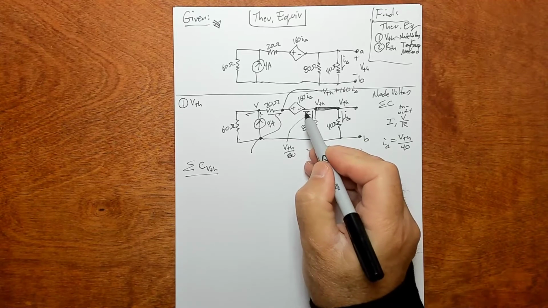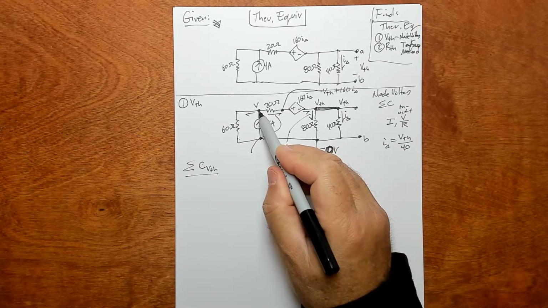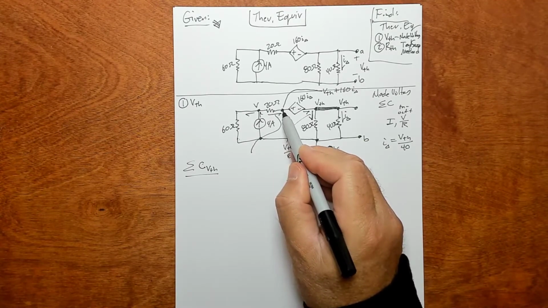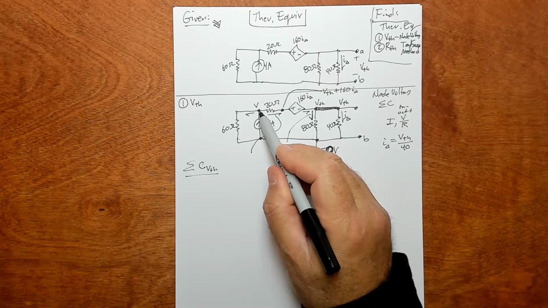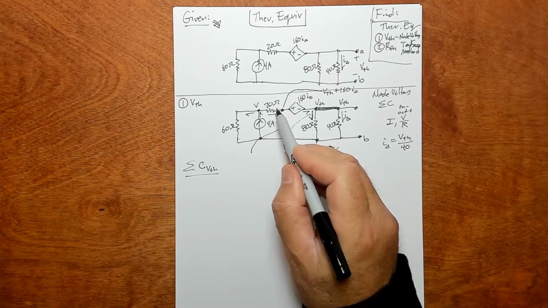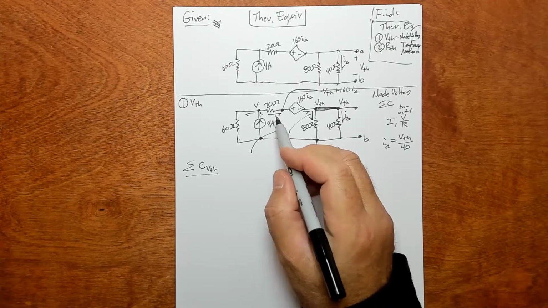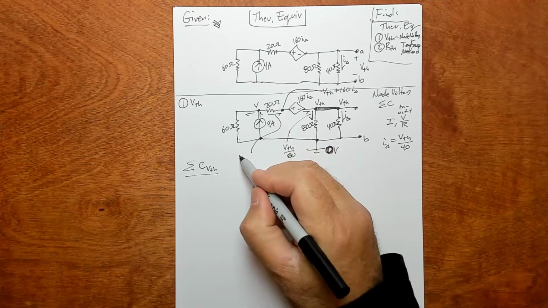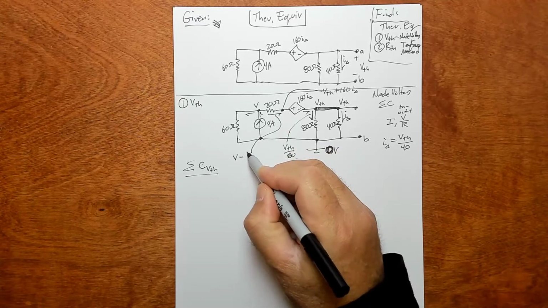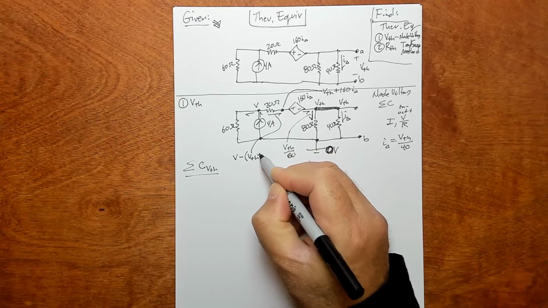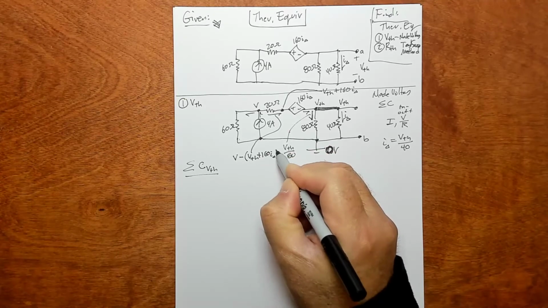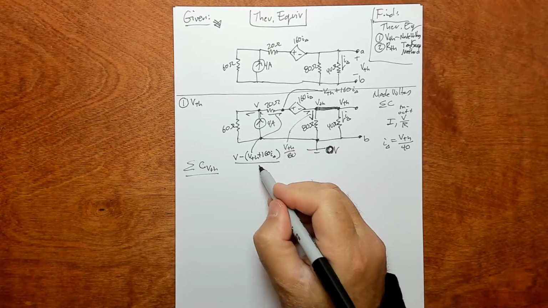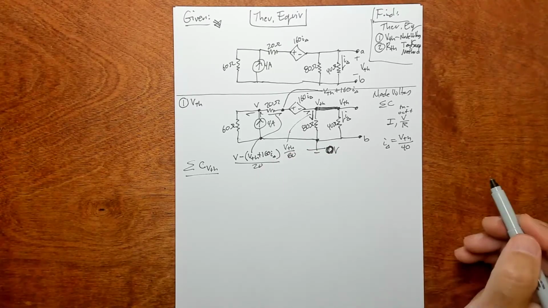Because we have an expression for the voltage at this node, and we have an expression for the voltage at this node, and then I have a resistance. So by Ohm's law, this current is the potential difference over the resistance. It's V minus quantity V Thevenin plus 160 I delta, over 20 ohms.